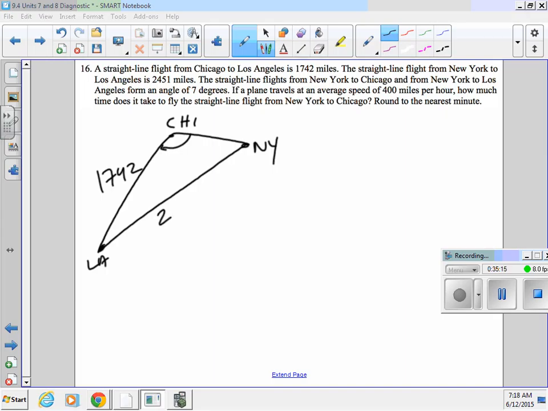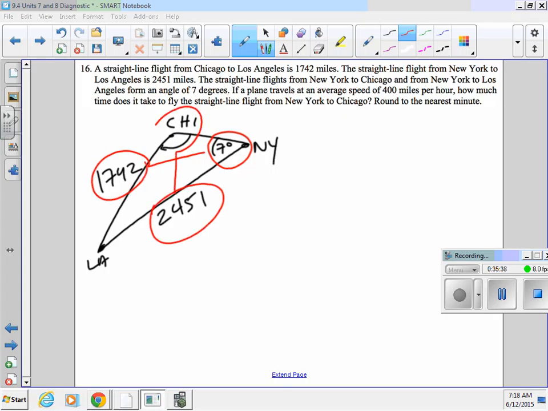New York to LA is 2,451 miles, and the angle between New York to Chicago and New York to LA is 7 degrees. That's that angle. So what I have here is an ambiguous case, a side-side-angle case. By the way, you can actually use the law of cosines for this, but I'm going to use the law of sines in an intelligent way, because the law of sines is definitely faster.